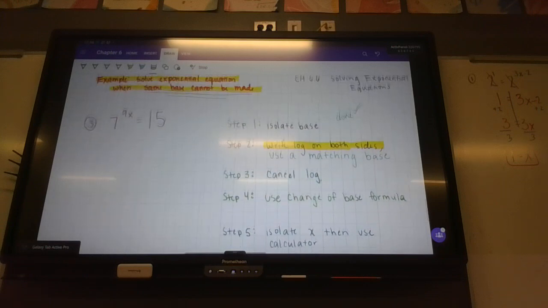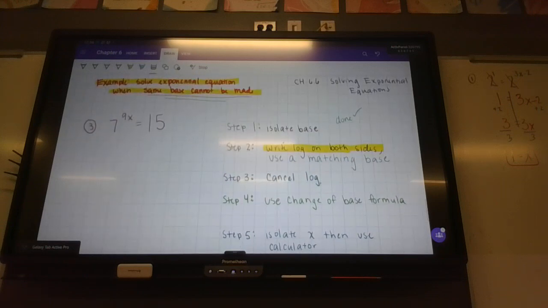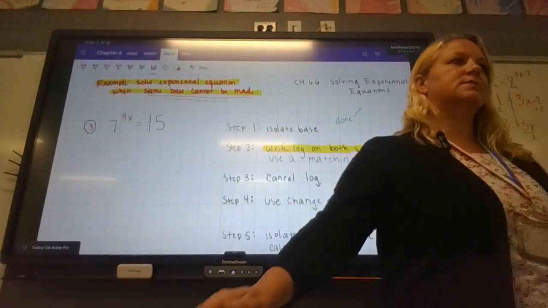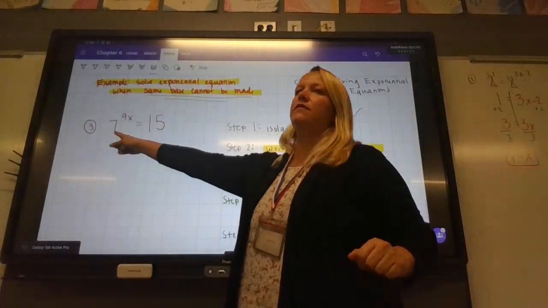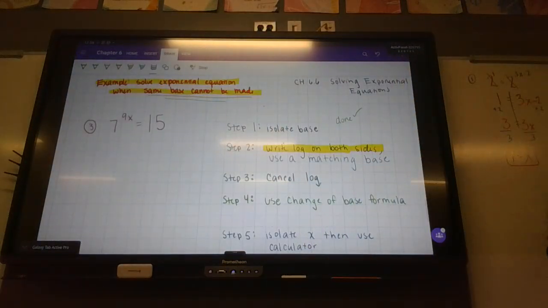Alright, I got some steps here. So this is what happens if you need to solve an exponential equation, but you cannot make the same base. So look at, we have a 7 and a 15. These numbers are unrelated. They can't be rewritten similarly. It is kind of a long process. So it's up to you if you want to write the steps or if you just want to show the work. Honestly, just doing the problem, you might remember the steps.